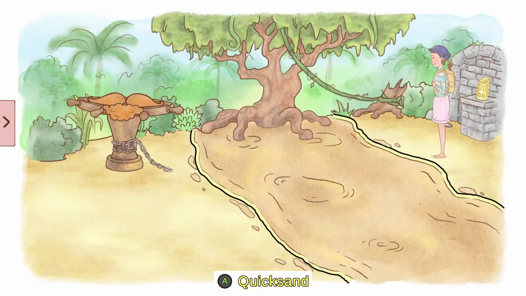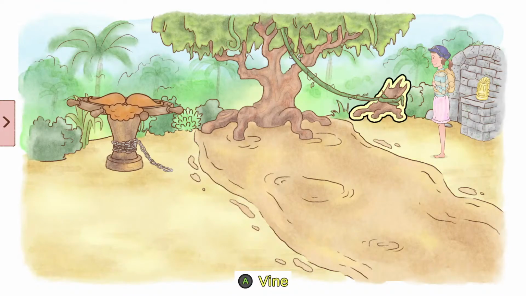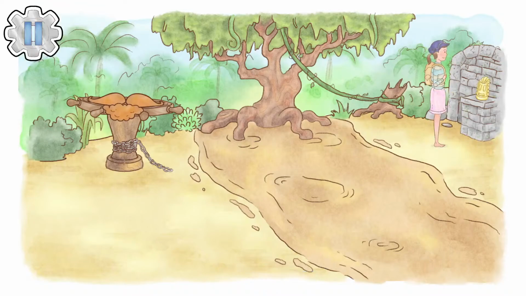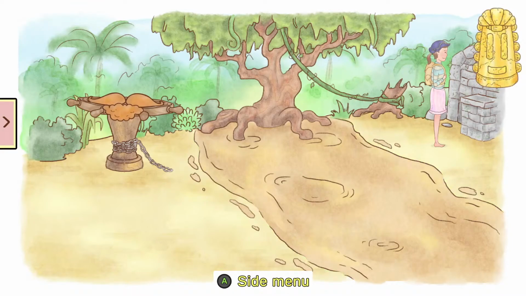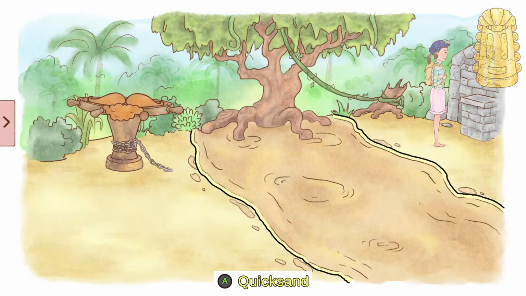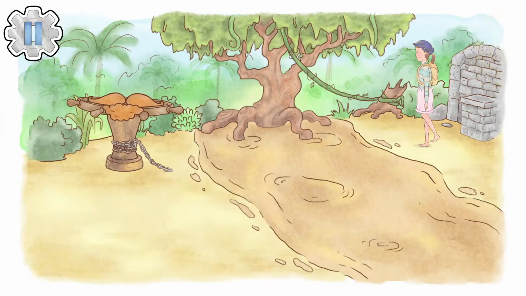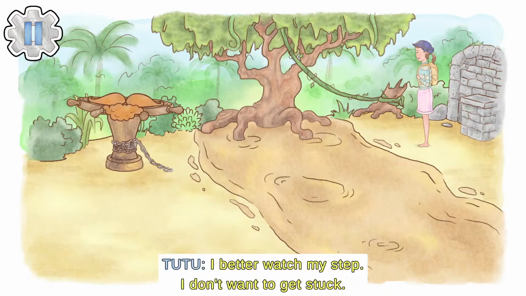Quicksand. Press A. Vine. Golden idol. Don't mind if I do. Golden idol added to backpack. Side menu. Quicksand. I better watch my step. I don't want to get stuck.